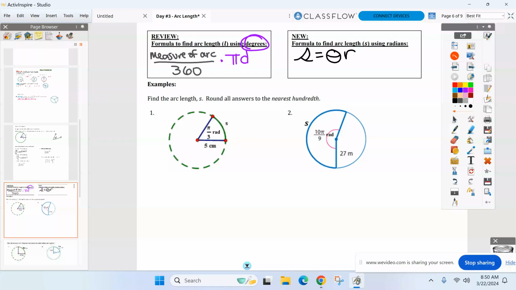All right, so what does each piece mean here? Again, this is the formula I'm going to use if my angle is in radians and I need to find the arc length. Speaking of arc length, that's what S represents. S is the length of the arc. Arc length.